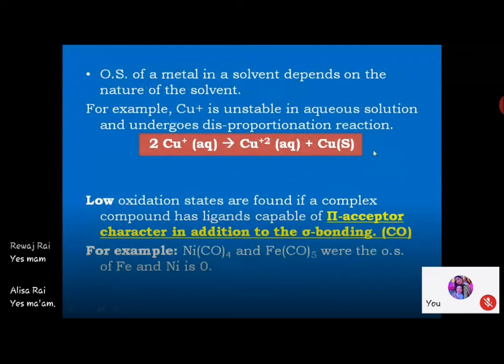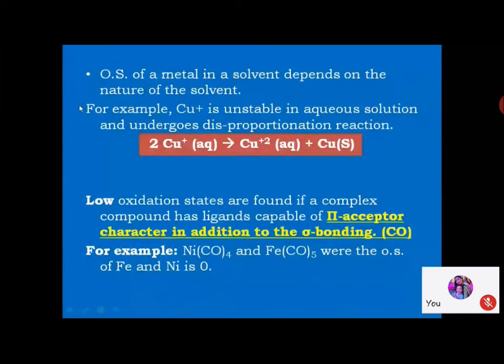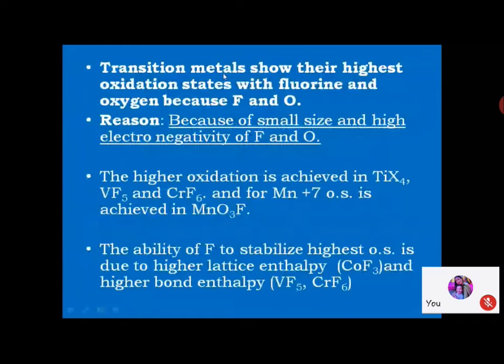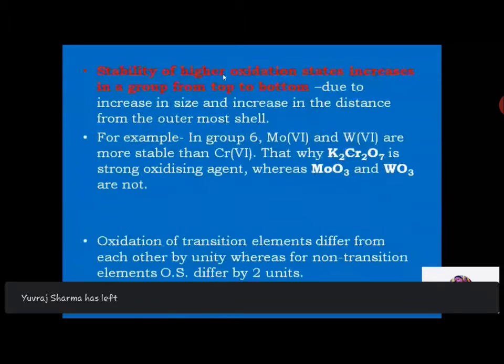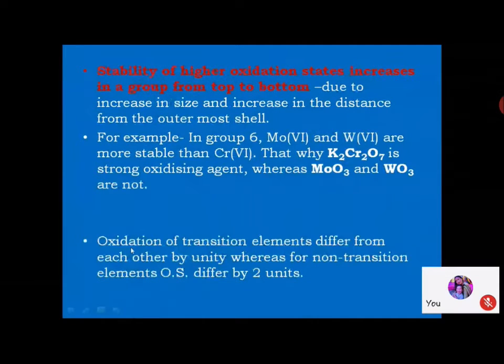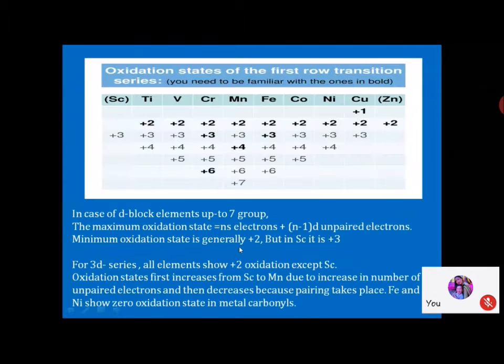Okay, then next is the oxidation state of a metal. The oxidation states of transition elements differ from each other by unity. For example, titanium shows +2, +3, +4, right? So the difference is one only.